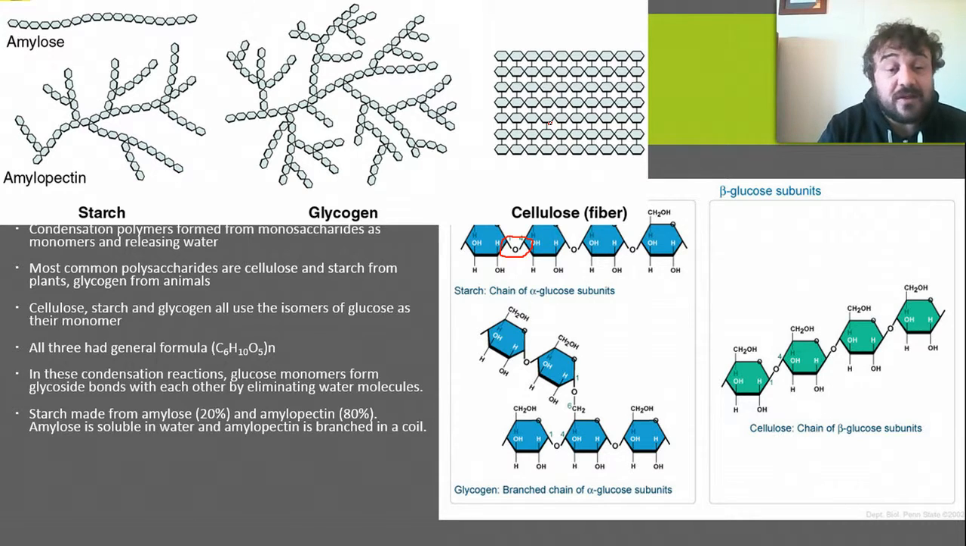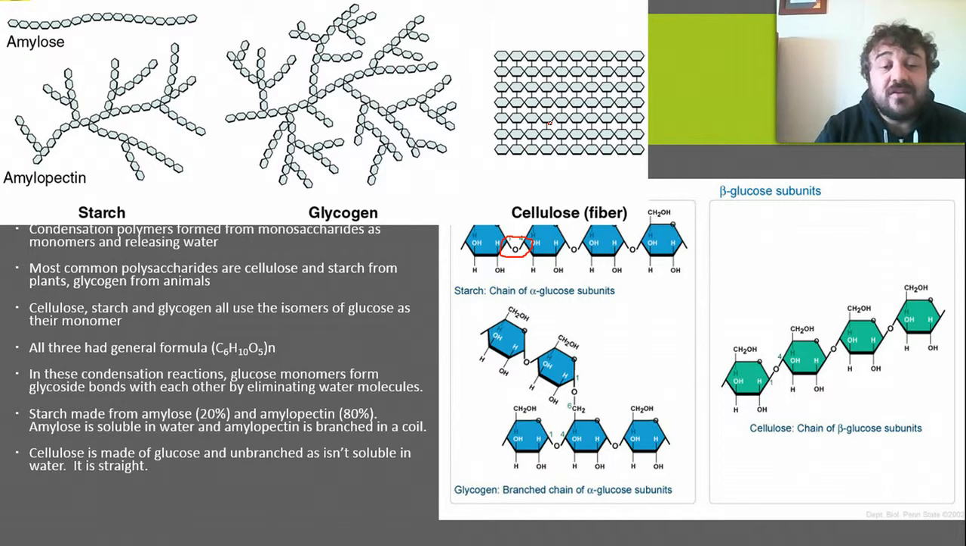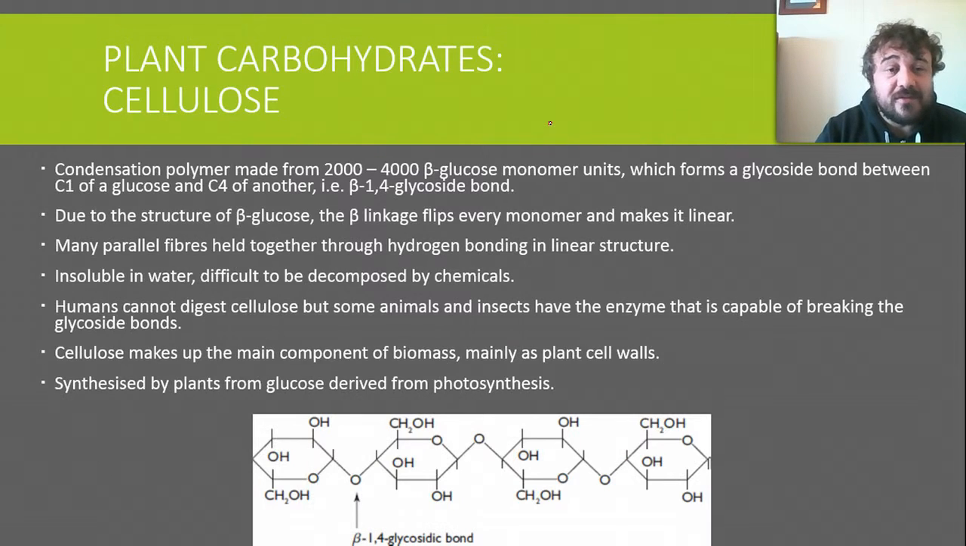So starch is made from 20% amylose, 80% amylopectin, and the amylose itself is actually soluble in water, while the amylopectin is not soluble in water. Cellulose is glucose, it's unbranched, and it also isn't soluble in water, it's straight, it makes these very straight chains. Glycogen is an animal starch, and it's branched. It's also not soluble in water.